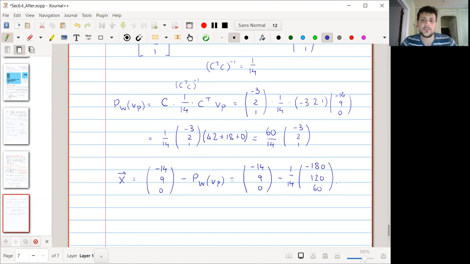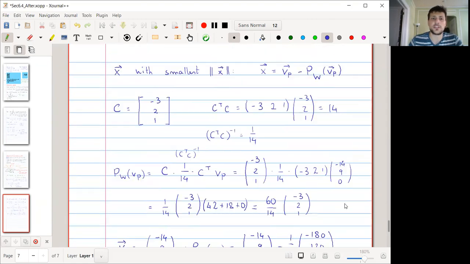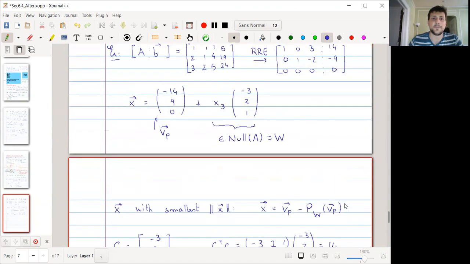Okay, then, yeah, we can simplify this further, but the theory is all good up until this point. This vector x here is the vector whose norm is the smallest possible among the possible solutions of the linear system that we started with.